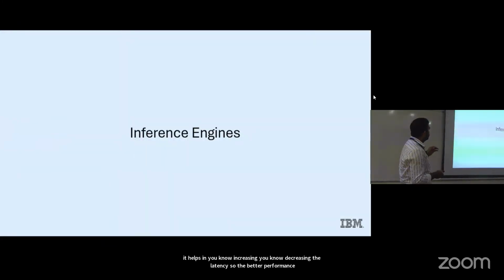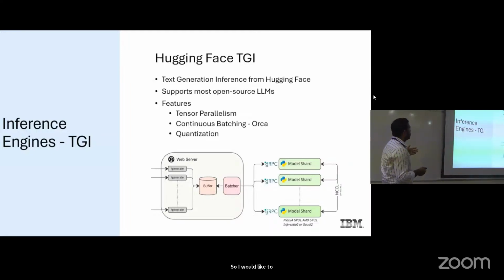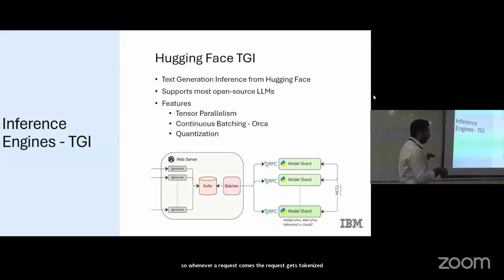Yeah. So I would like to talk about two inference engines. First one is Hugging Face TGI. So the basic architecture of TGI is a server, an internal queue, a scheduler, and the GPU server. Okay. So whenever a request comes, the request gets tokenized and it is pushed into the internal queue.